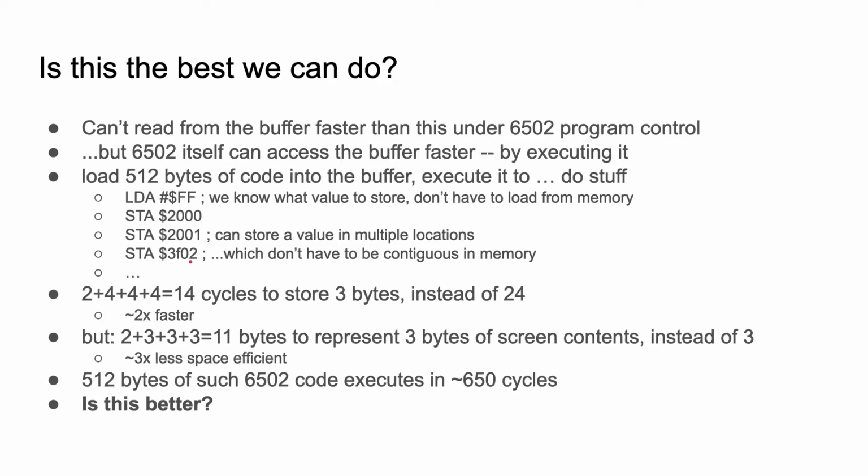So this approach turns out to be about twice as fast in the best case than the previous approach of just copying sequentially into memory. Now the downside is it takes about three times as much space to represent the same number of screen bytes. On average, 512 bytes of this kind of code is going to take something like 650 cycles to execute. So the question is, is this better than the previous approach?